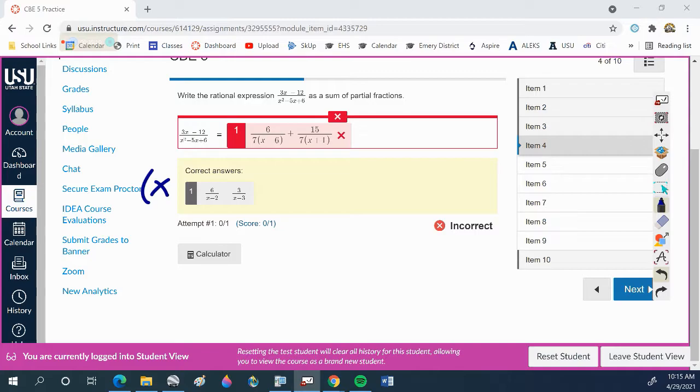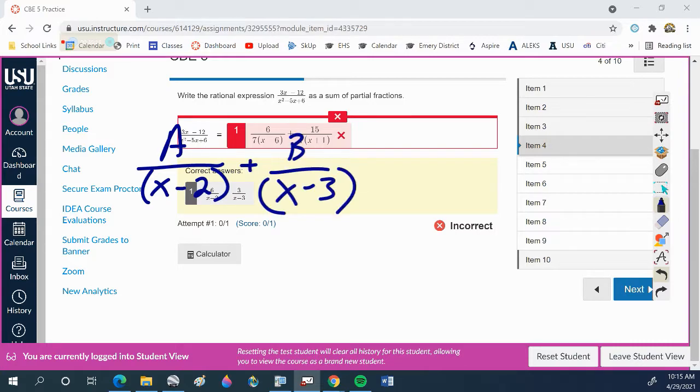So x minus 2, so a over x minus 2, b over x minus 3. Do you guys just wonder how I ever passed college? I don't know. Well, if I made it, anybody can make it.